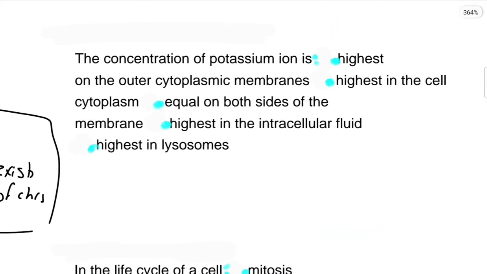The concentration of potassium ion is the highest on the outer cytoplasmic membrane, is the highest in the cell cytoplasm, is equal on both sides of the membrane, is the highest in the intracellular fluid, is highest in lysosomes. So potassium, K+, is the highest on the outer cytoplasmic membrane. This is wrong.